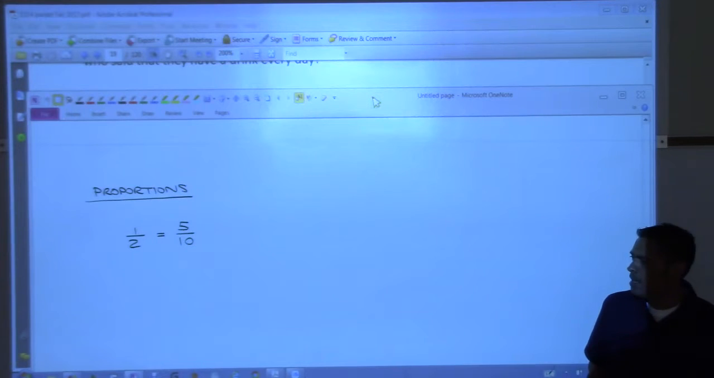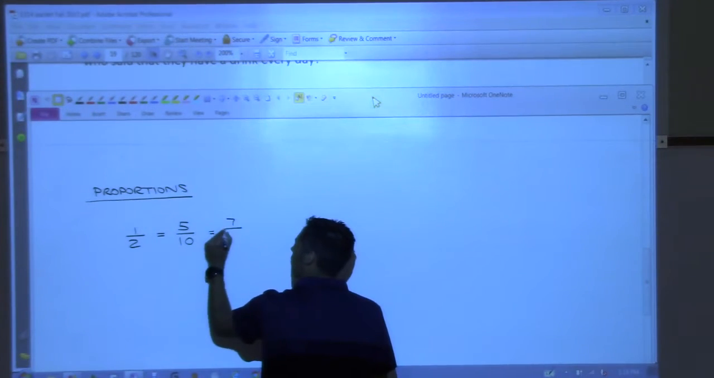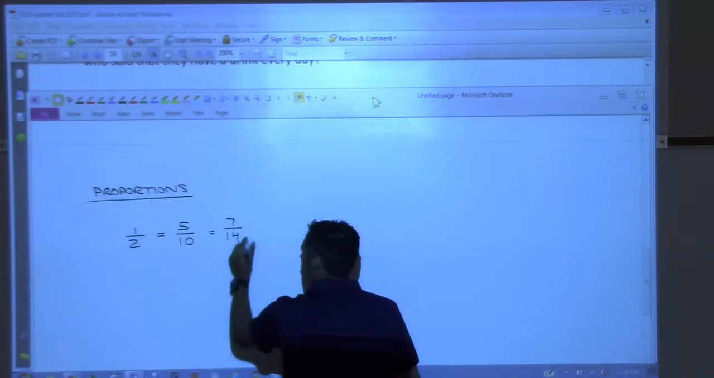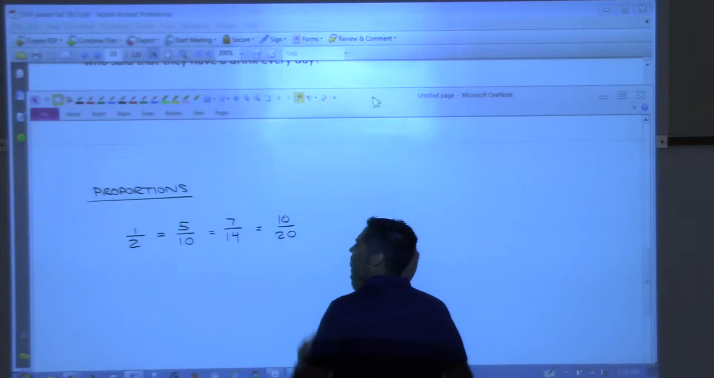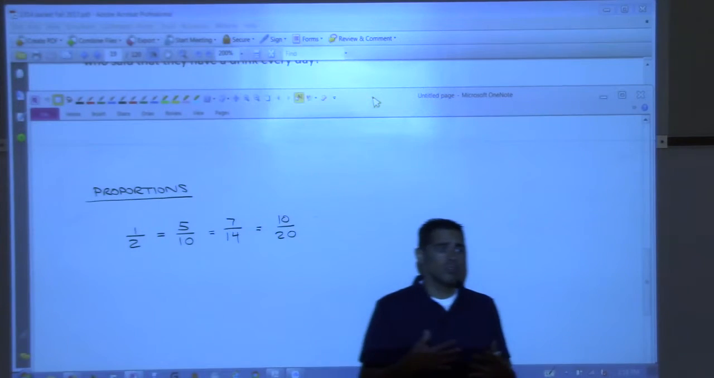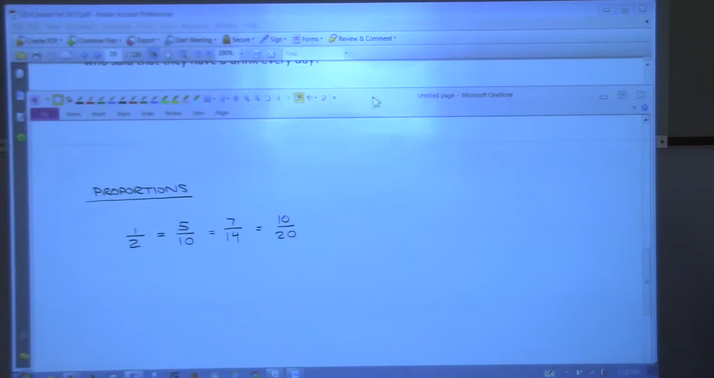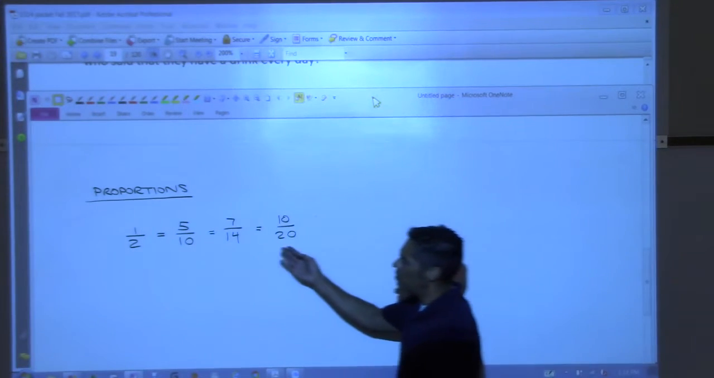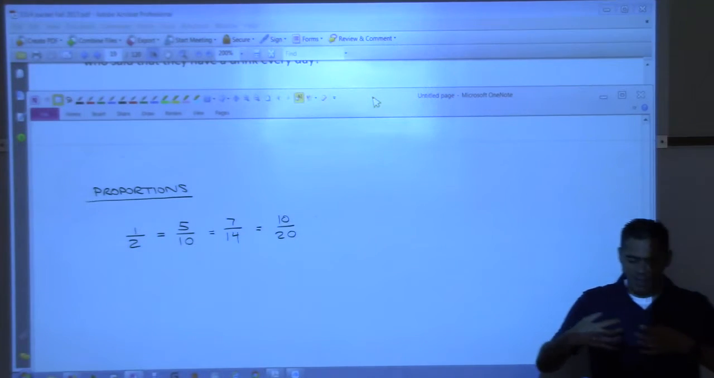You can write that many different ways, right? You could also say that that's proportional to 7/14. There's an infinite number of ways that you could do this. All of these fractions are proportional to one another, because if you reduce the fractions, you would get the same answer at the end. All of these fractions would reduce out to be 1/2. So to say two things are proportional means that they are fractionally equivalent to one another.